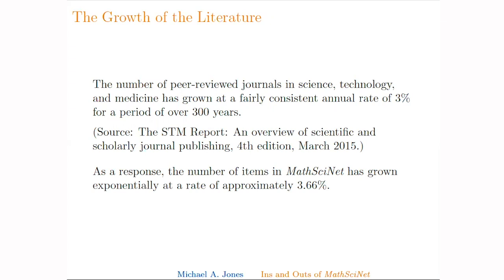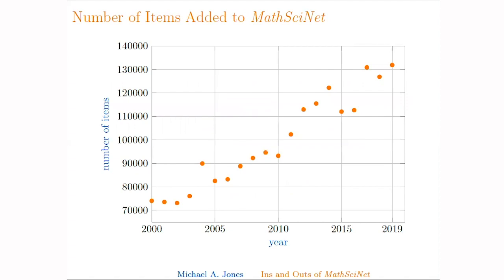If we look at how many items we're adding to the database every year, last year we added over 130,000 items to the database. And you can see since the year 2000 that this is growing quite rapidly.